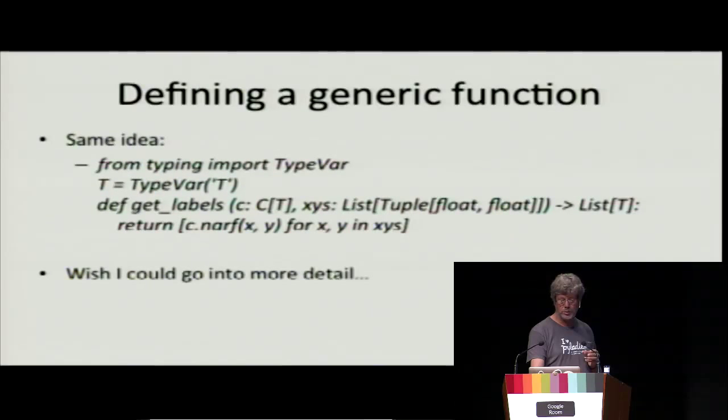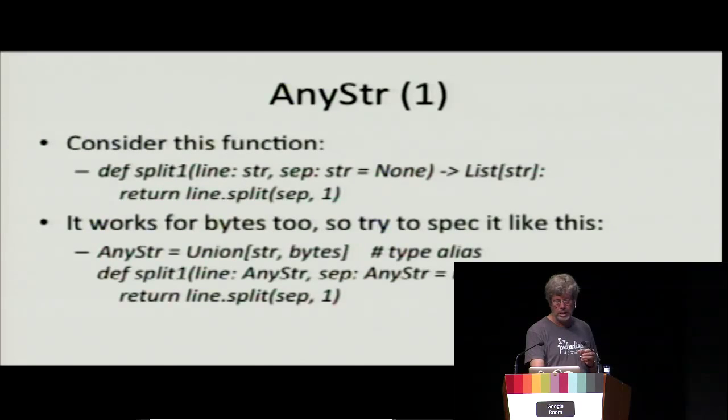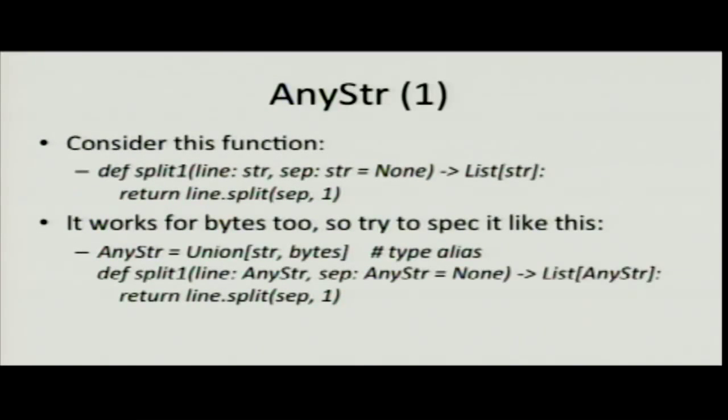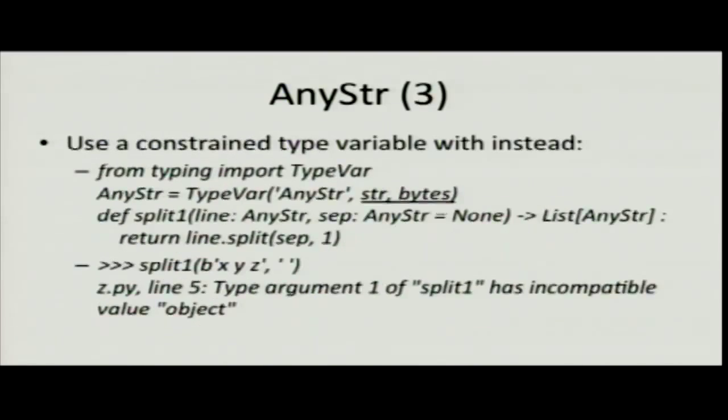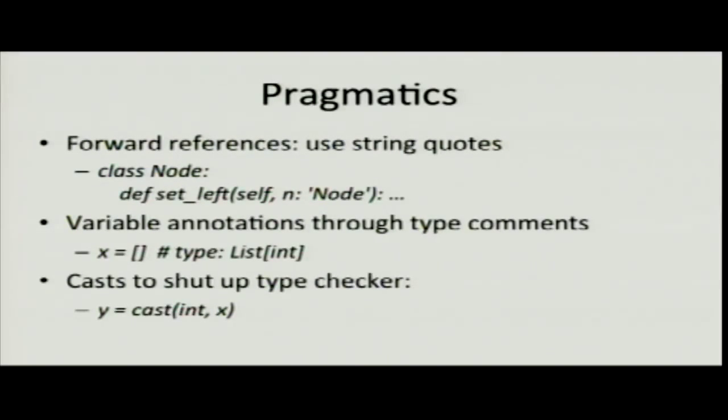You could also define generic functions. Again, you introduce a type variable. If you only ever need one type variable in a particular module, you can just use T everywhere. You don't have to define a new type variable for each function. This is something I'm going to skip in favor of more question time. There is a built-in type variable that can express something that is either a string or a byte, which is a very important idea in Python 3, mostly for Python 2 backwards compatibility, but there we have it.